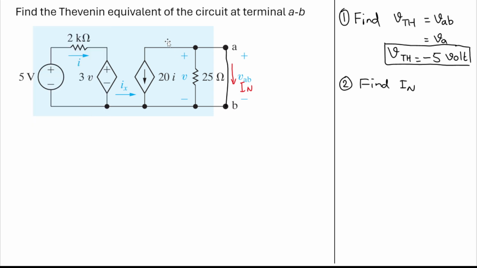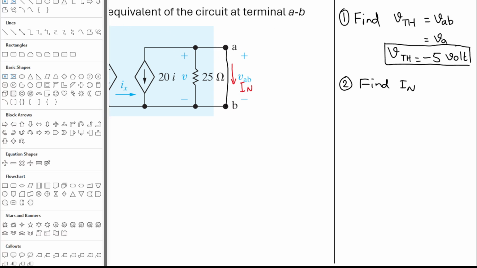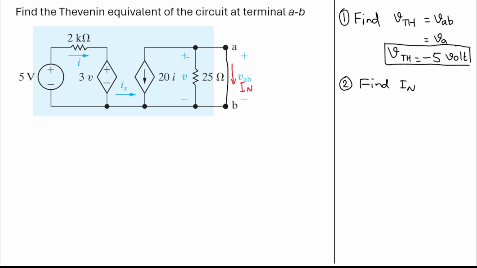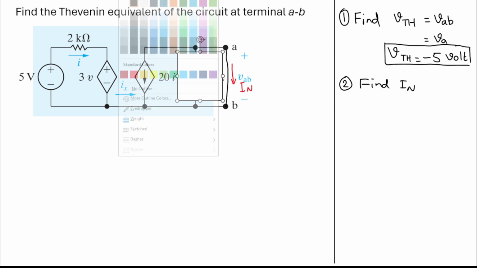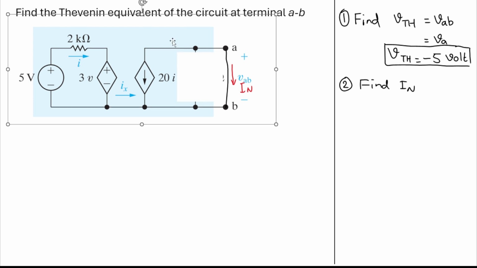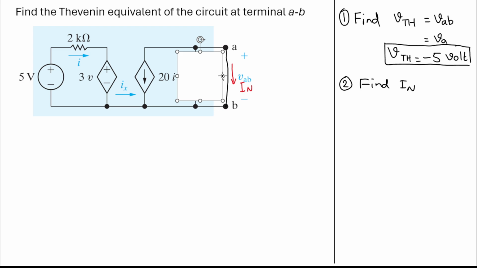Okay, maybe let's draw something here, like this. Okay, I have replaced this resistor with an open circuit. Okay, slightly there. Good. And now what can we do from here? Okay, this is a perfect loop, right?